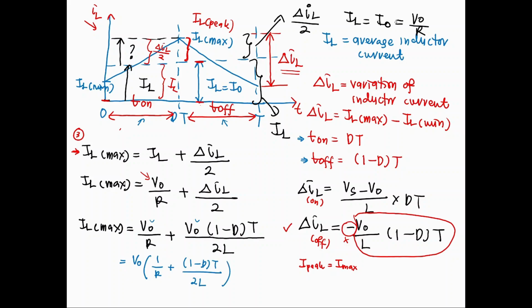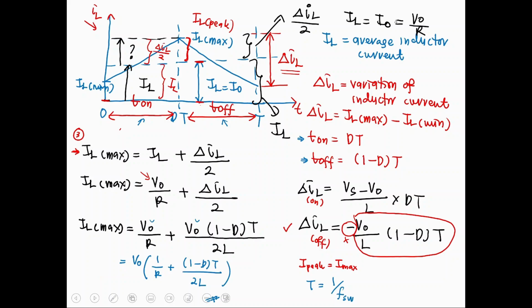The big T over there is your switching time. It will be equal to 1 over F, where F is your switching frequency. Normally it will be given in the question, what is the switching frequency. So that is the equation to find the maximum inductor current.